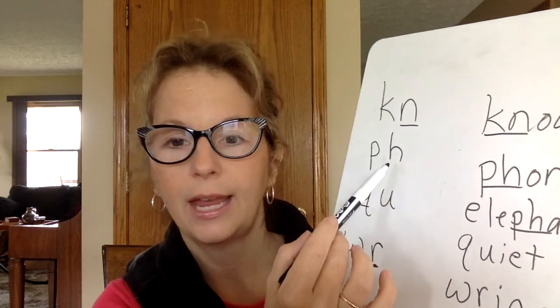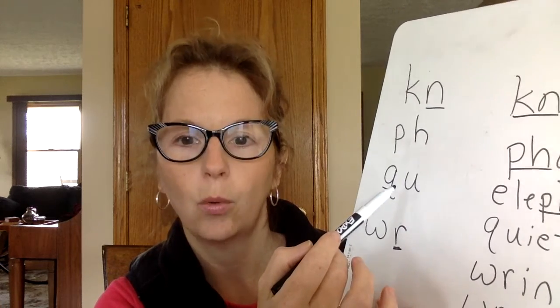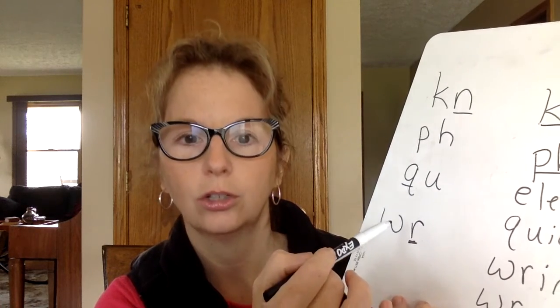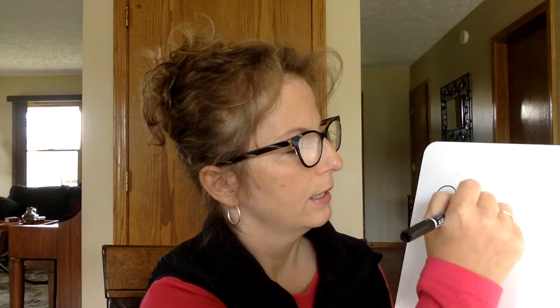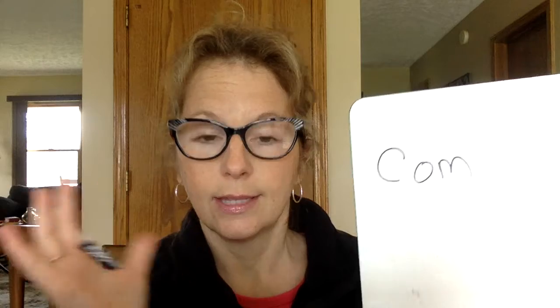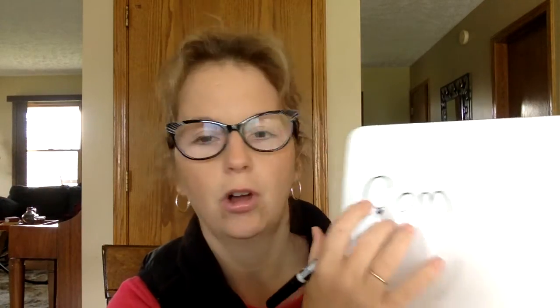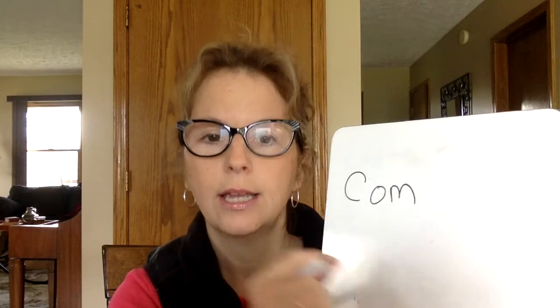So, KN says N. PH says f. QU says qua. WR says r. And we're going to work on one prefix and one suffix this week. Okay, the prefix COM. This is interesting. So we're going to just call this prefix com. Okay, so when we see it, that's what it sounds like.